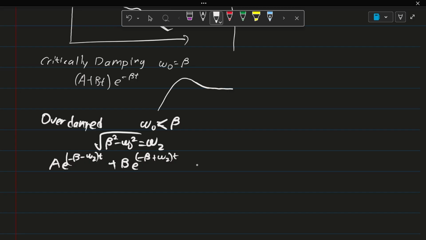So the first one is guaranteed to be decaying, but the second one could technically be increasing. But because there are limits to this, we know that this value is always less than beta. And so these two are decaying functions, but one of them is decaying much faster than the other. So there could be three different scenarios for the trajectory.